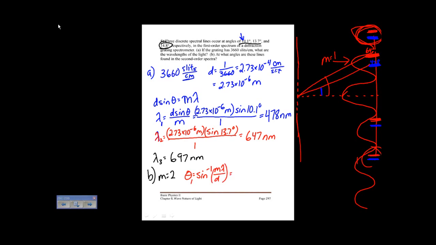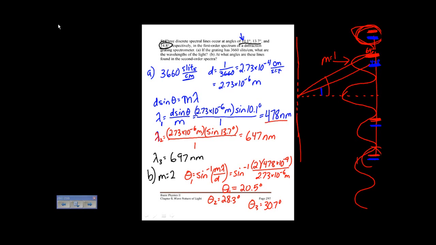All right, so for theta 1, it's going to be the inverse sine of 2. That's my m value. Lambda is 478 times 10 to the minus 9, divided by d, which is 2.73 times 10 to the minus 6. And that gives me my angle for theta 1 is 20.5 degrees. And I'm just going to give you values for theta 2 is 28.3 degrees. And then theta 3 is 30.7 degrees. Right, so those are the answers.